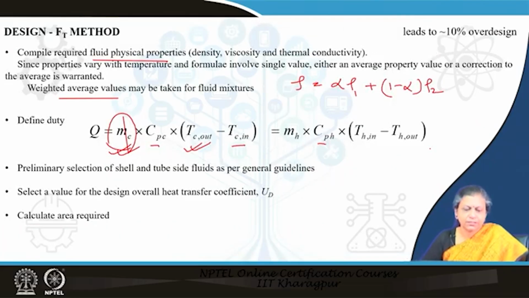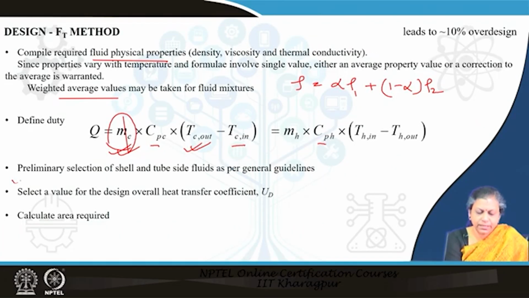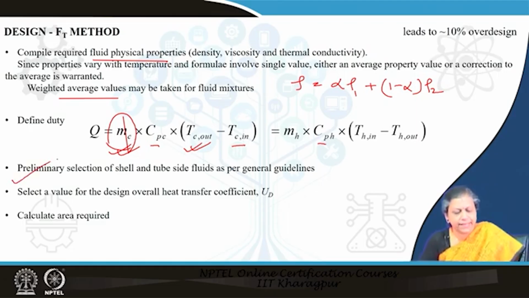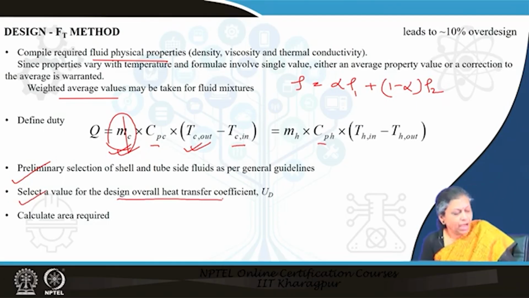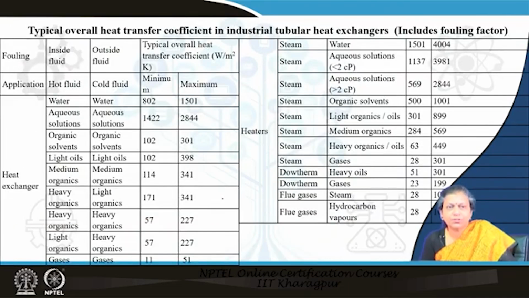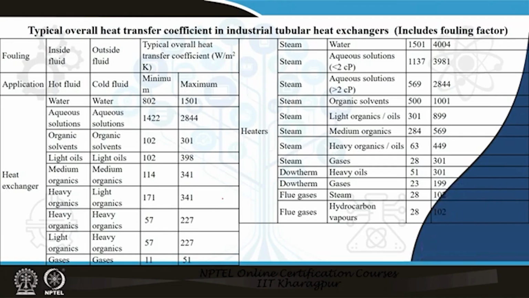So, therefore, the first thing you will be doing is the preliminary selection of shell and tube side fluid as per guidelines. Next, what is the case? Next, you select a design overall heat transfer coefficient. How do you select this? For this particular case also, the table I had already shown you, or rather we had gone through this table when we had discussed the shell and tube, the double pipe heat exchanger.